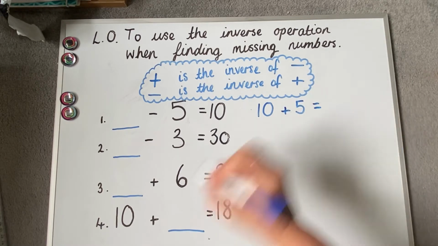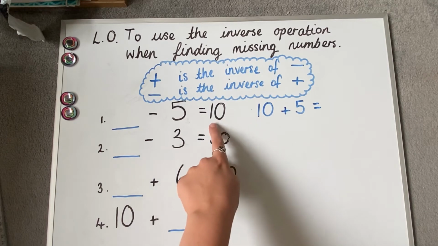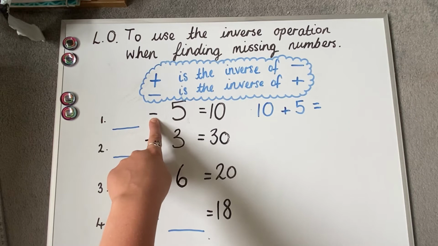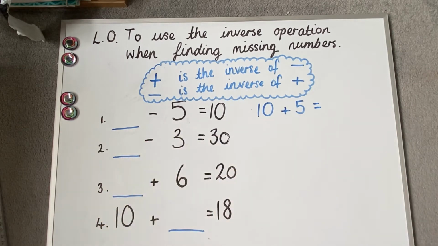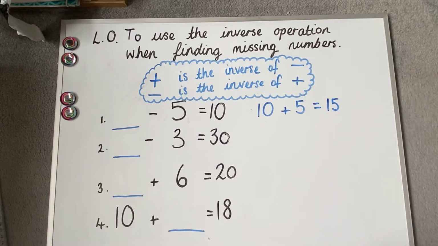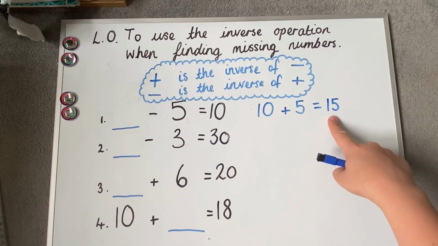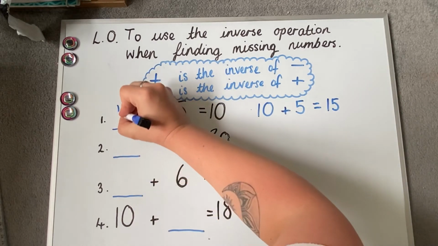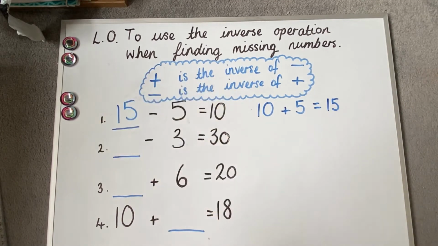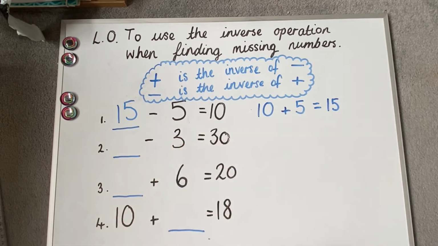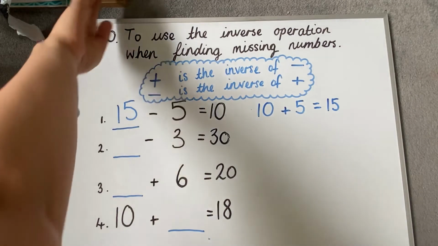What does that give us? Okay, we've got 10 add 5. So we've used our two numbers, but we've used the opposite, the inverse operation, and we've rejigged our sum. So 10 add 5, what does that give me? That gives me 15. So that must mean this is our missing number. Should we put it in our sum and see if that works? So is this correct? 15 take away 5 equals 10. Do you agree that that's correct?